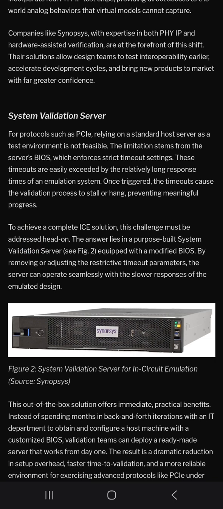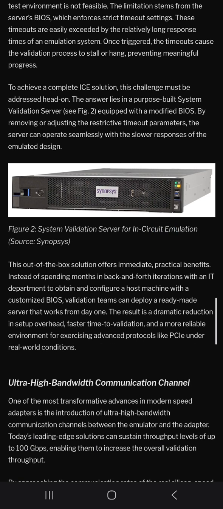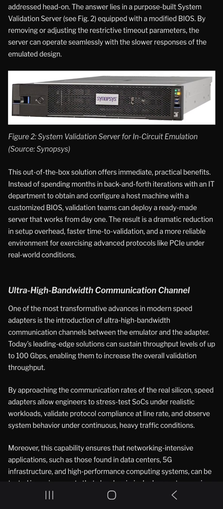So, the system validation server for in-circuit emulation. This out-of-the-box solution offers immediate practical benefit. Instead of spending months in back-and-forth iteration with an IT department to configure a host machine with a customized BIOS, validation teams can deploy a ready-made server that works from day one. The result is dramatically reduced setup overhead, faster time to validate, and a more reliable environment for exercising advanced protocols like PCIe under real-world conditions.